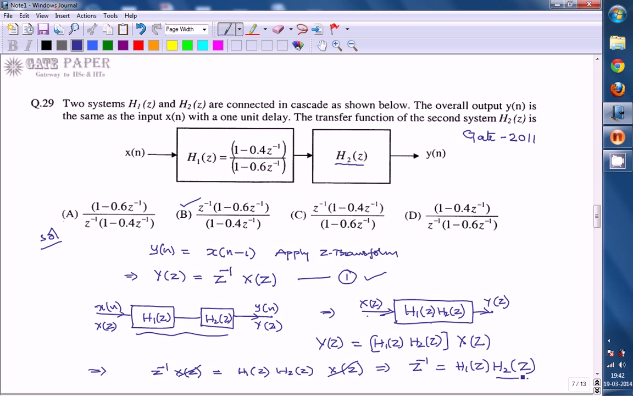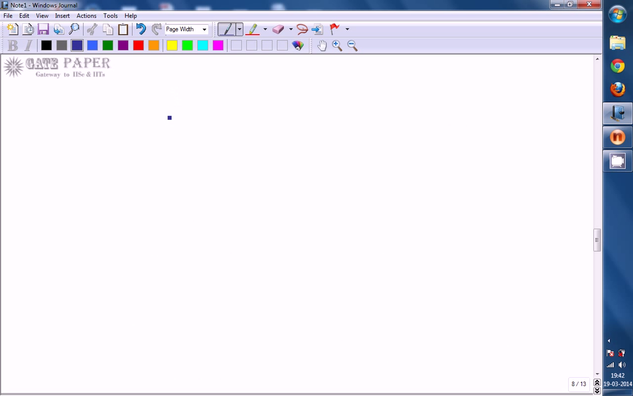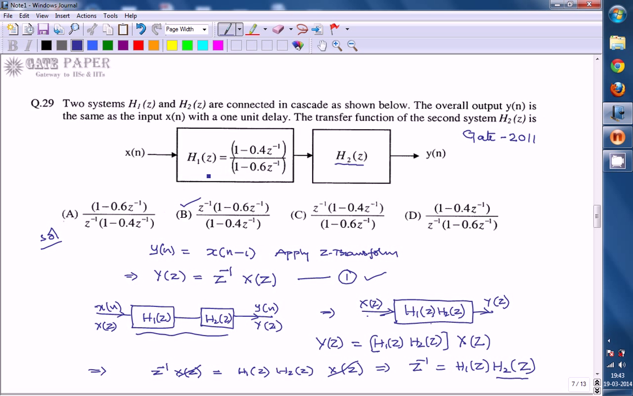Now we need H2 of Z. So how can we find that? We have H1 of Z into H2 of Z equals Z power minus 1. From this, H2 of Z equals Z power minus 1 divided by H1 of Z. We already know H1 of Z, which is given in the problem: H1 of Z equals 1 minus 0.4 Z power minus 1 divided by 1 minus 0.6 Z power minus 1. We substitute that here.